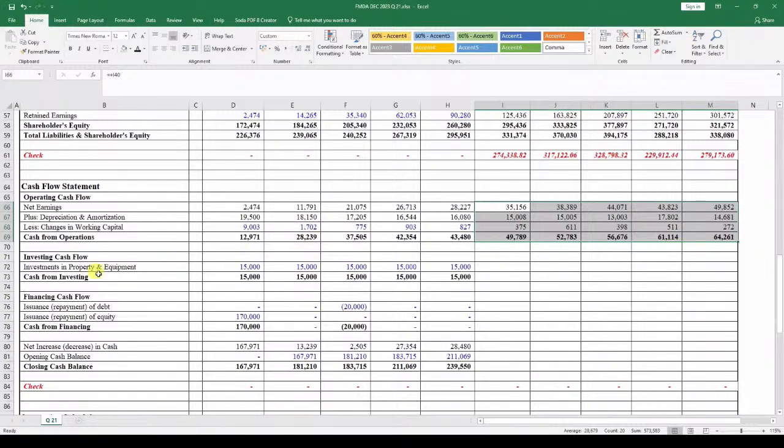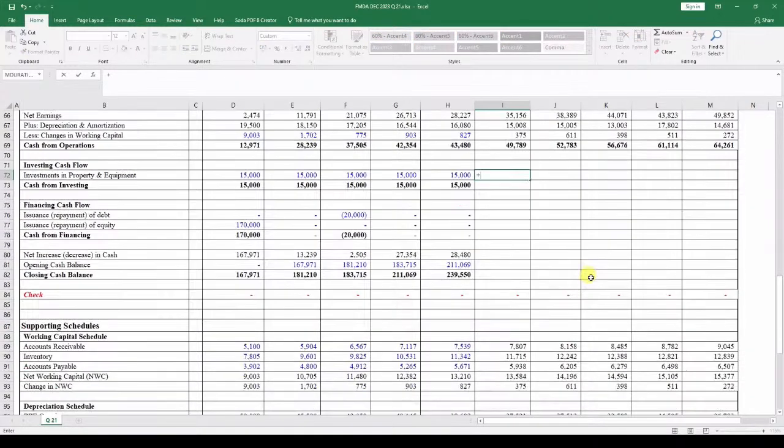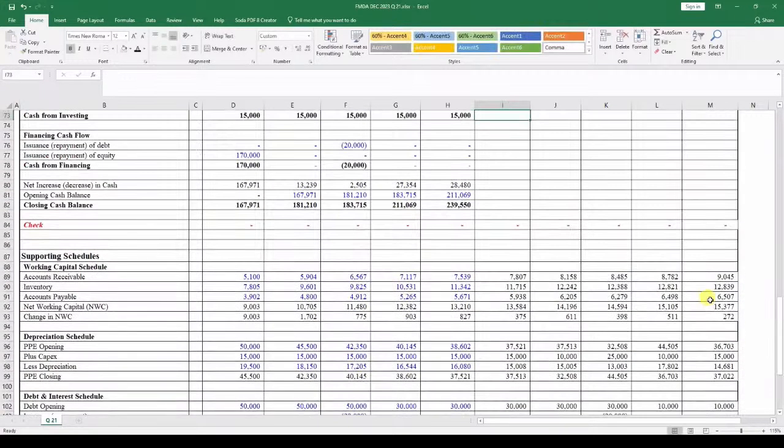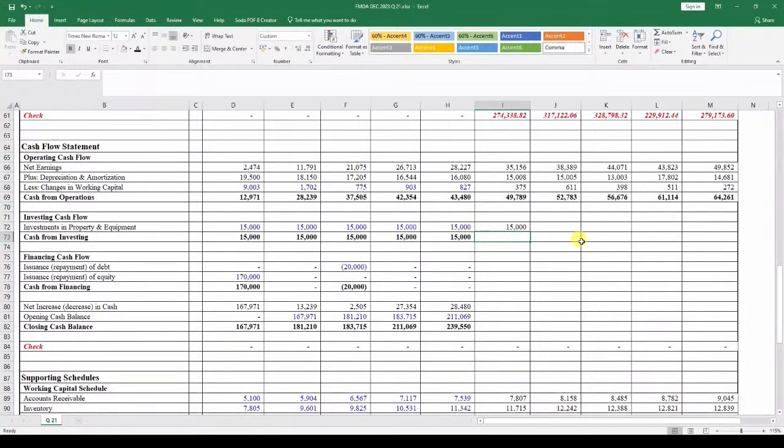The investments in PPE represent the capital expenditures. So the capital expenditures down here, capex. You can see the capex is here. Link it to that. And this one, pull it towards the right, and it's complete.